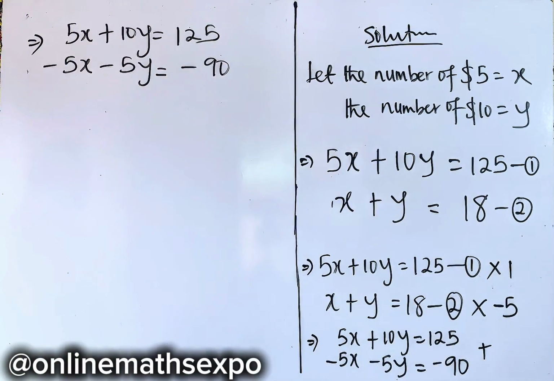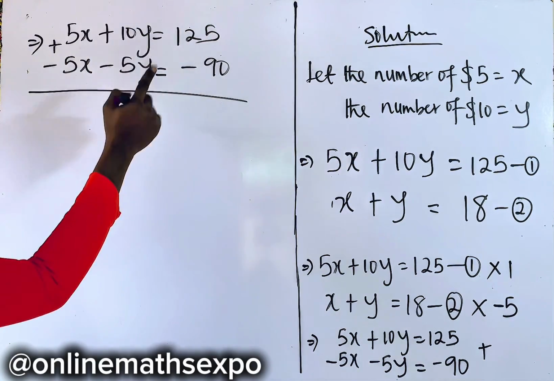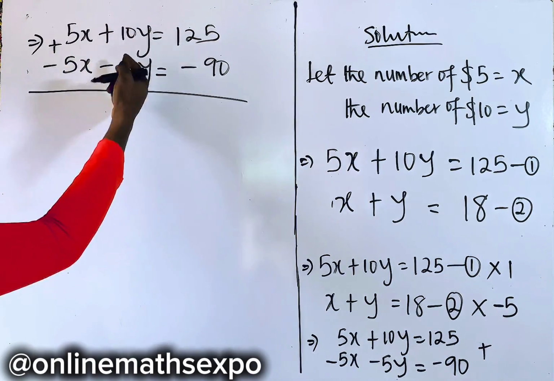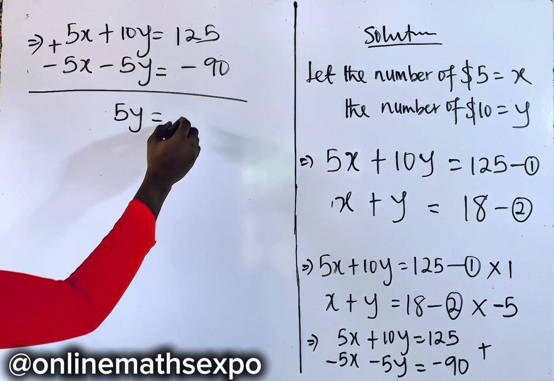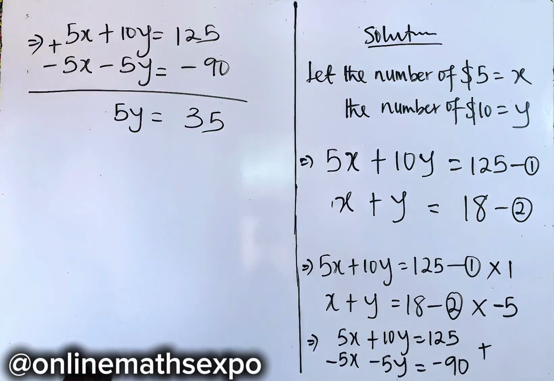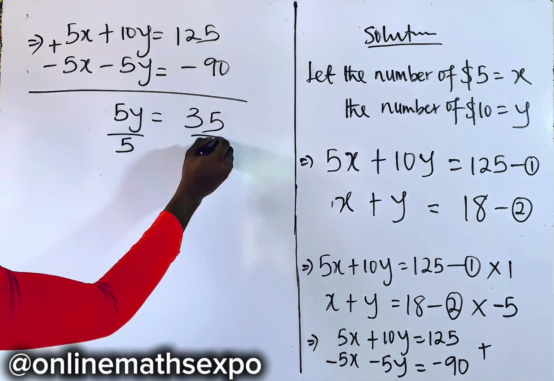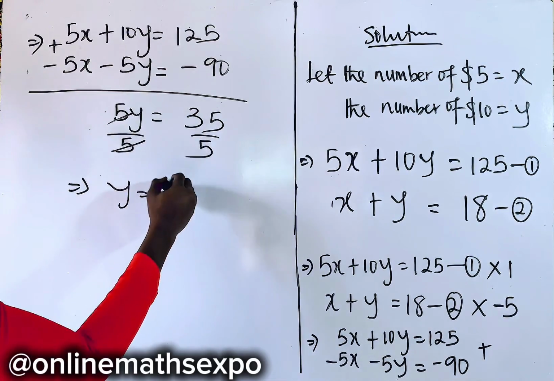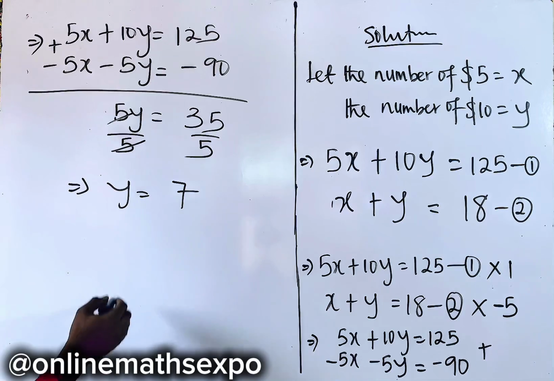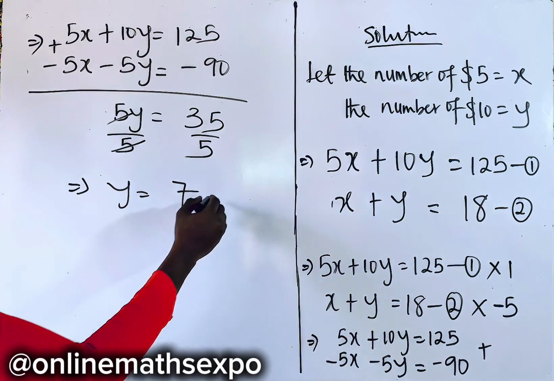So adding the 2 equations, the 5X and -5X are gone. You add these 2 and it gives you 5Y. Add this, it gives you 35. So if you keep solving to get Y, divide both sides by 5. If you do that, Y will give us 7. So it means that the $10 notes are 7 in number.